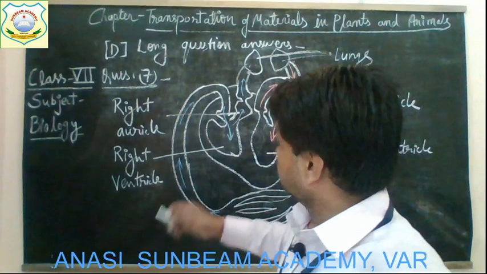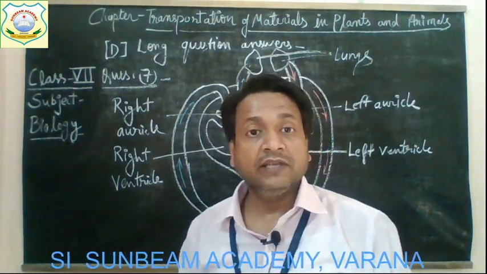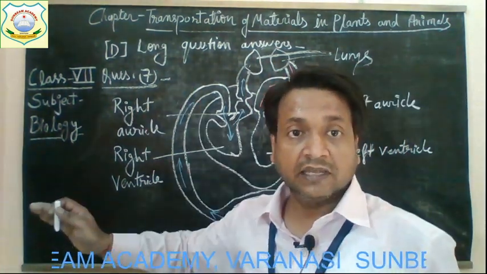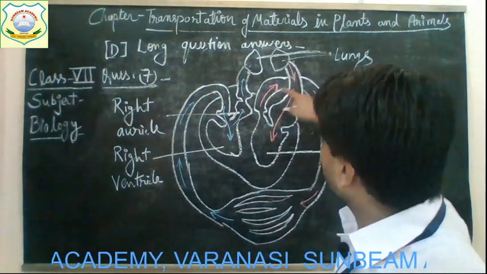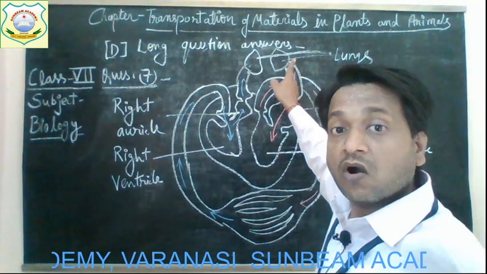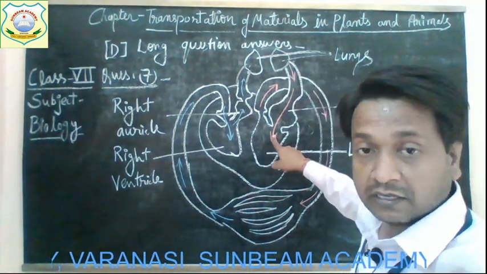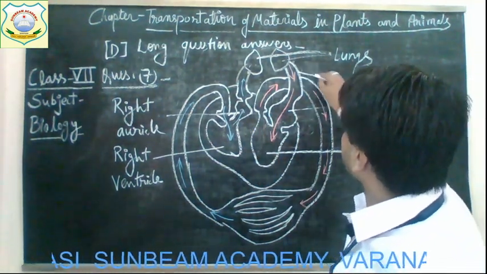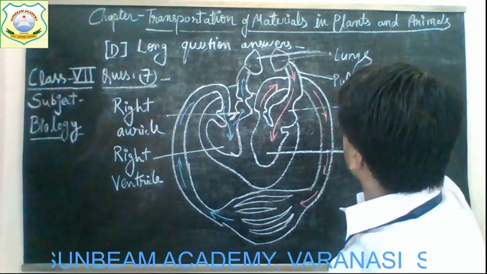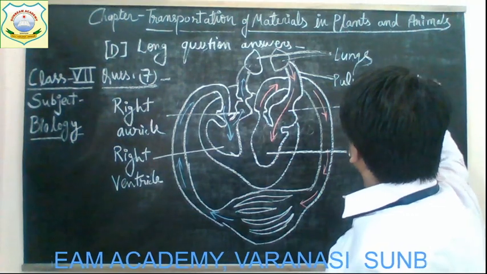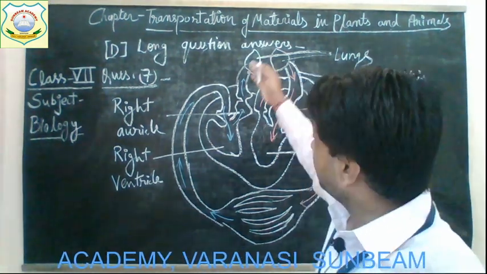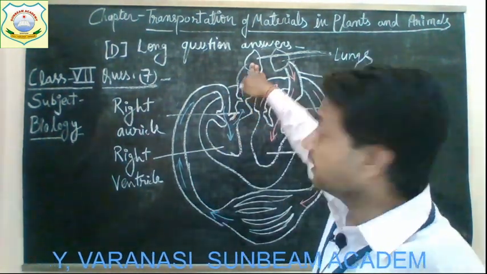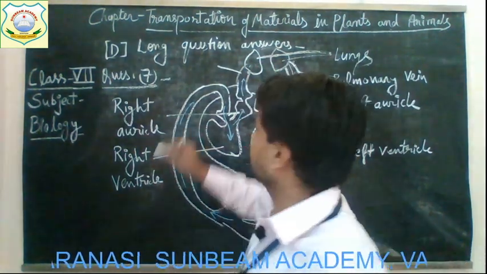Children, one more thing you have to know, that the blood vessels which carry the blood to the lungs or take the blood from the lungs, they have a particular name. This blood vessel which is going to carry the oxygen rich blood from lungs to heart is known as pulmonary vein. So this is pulmonary vein, and the blood vessel which carries the carbon dioxide rich blood from heart to lung is known as pulmonary artery.